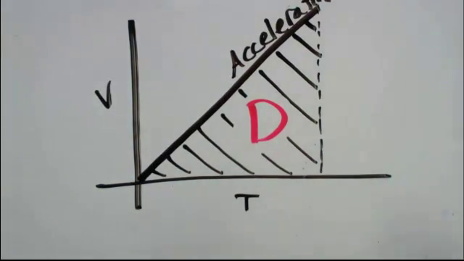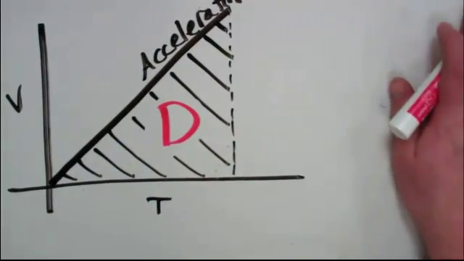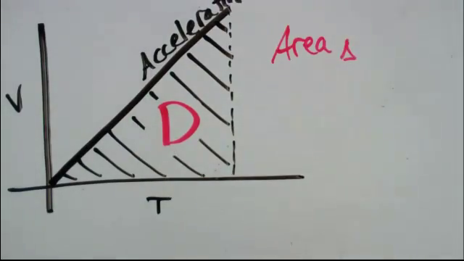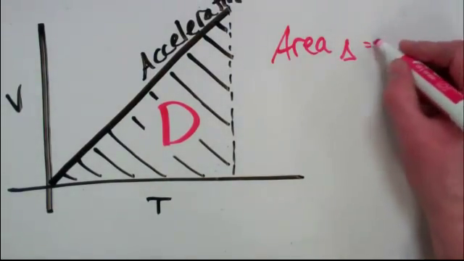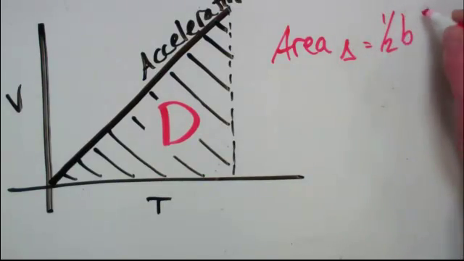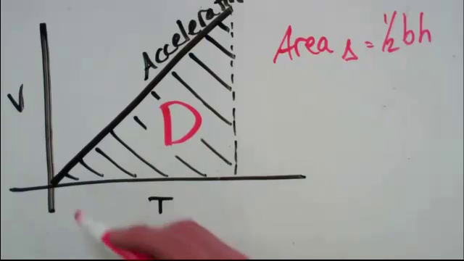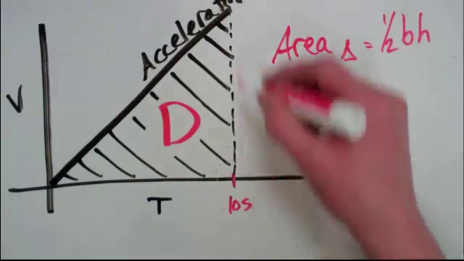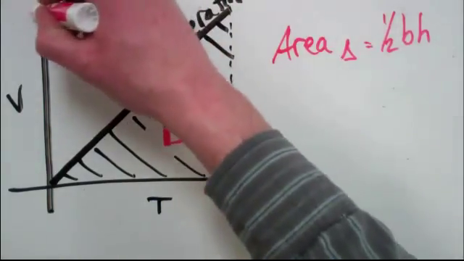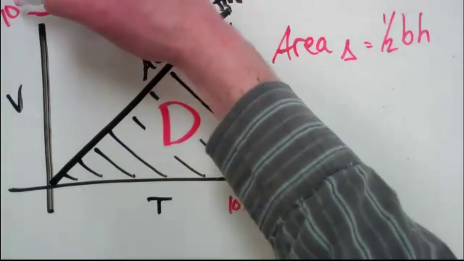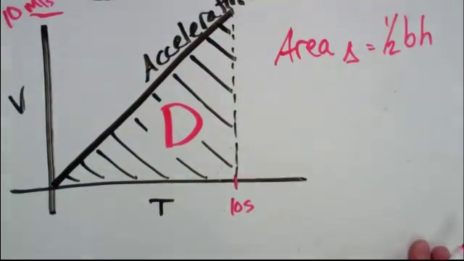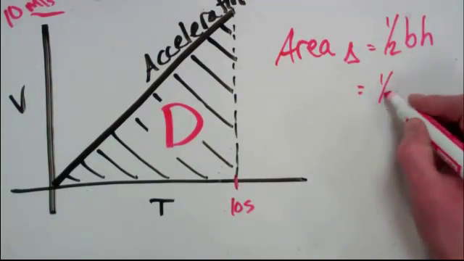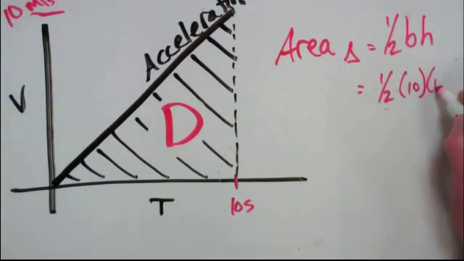But I know the formula here for the area of a triangle, which I have, right? And that is half your base times your height. So let's say I had a base of time coming all the way over here to 10 seconds, a height of my velocity coming all the way over here to 10 meters per second, right? Well, I could say, okay, the area then of my triangle is half of 10 times 10.